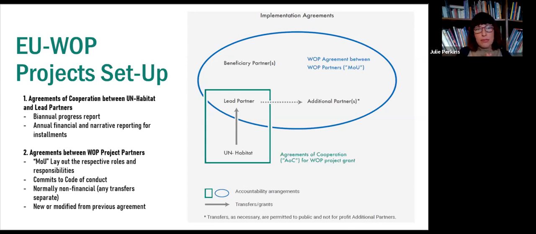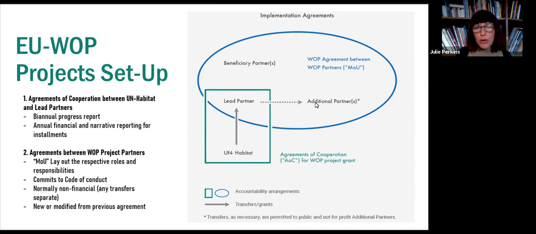We also have templates that you can use for that. They tend not to be financial agreements. The financial agreements usually happen separately. So if you look at the graphic here, we have a dotted line. So UN-Habitat to the lead partner. Of course we have to give money, because that's the point of that relationship.